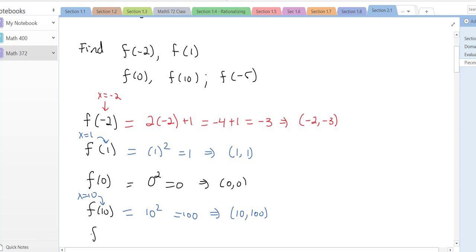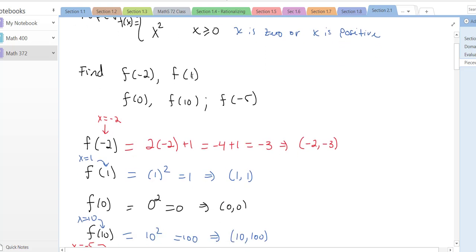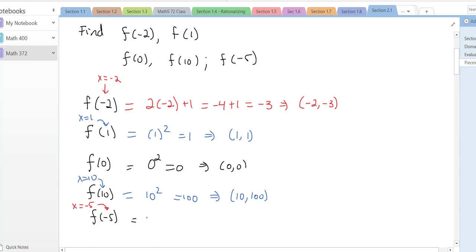The last one is f of -5. Now for f of -5, we check whether x is positive or negative, and notice that x is negative. X is -5. So going back up to our function, when x is negative, we use the top piece, the 2x plus 1. So this is going to look like 2 times -5 plus 1. That's -10 plus 1, which is -9, giving us the coordinate point x is -5, y is -9. So that's how you evaluate function values.